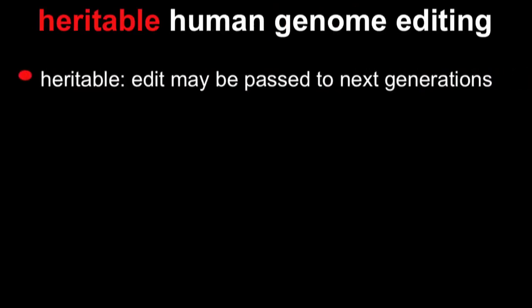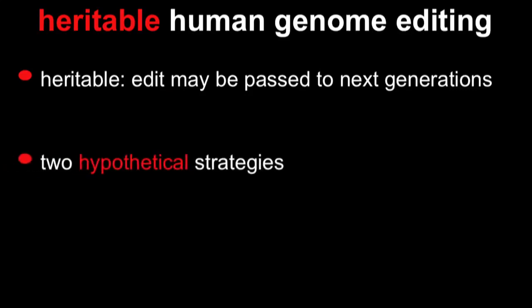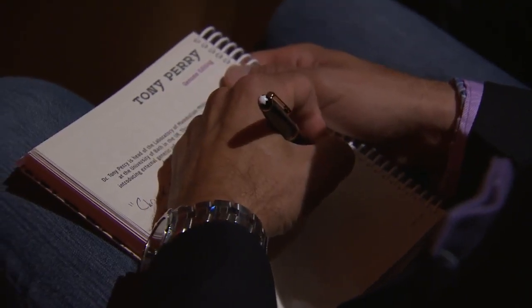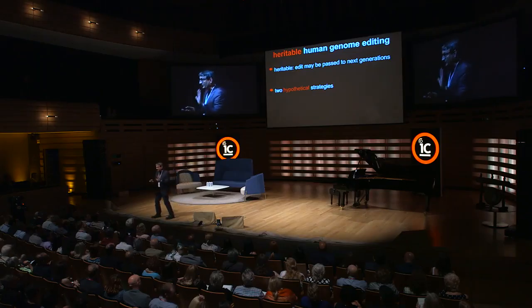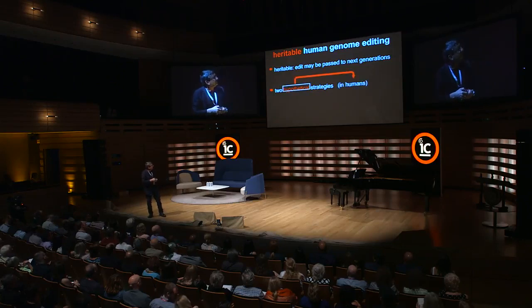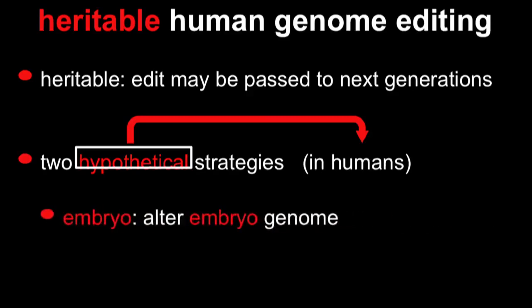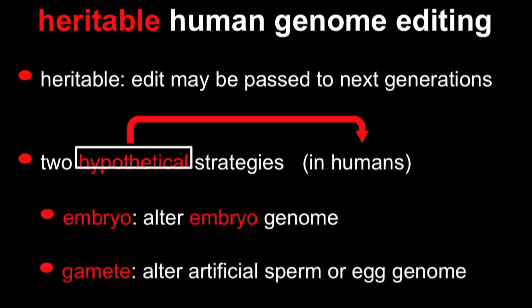And by that, what we mean is where we're making an edit that is passed to successive generations. And we can do this via one of two hypothetical strategies. Today, they're hypothetical in humans. We're putting the pieces of this jigsaw together in experimental systems, particularly living mice, which is a very important model. But in humans, it's hypothetical. And the two strategies that we think that we will be able to use are to be able to do this in embryos and to be able to do this in gametes. They're both very important, I think, and I'd like to talk about them one by one, starting with editing in embryos.